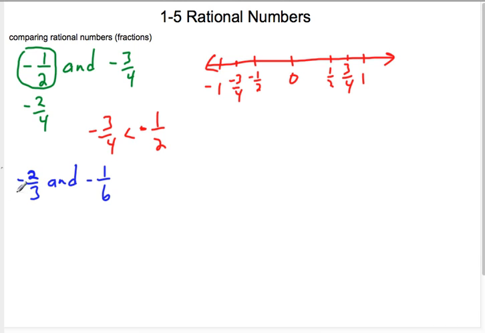Alright, let's go on to this next one down here. Again, you can put it on a number line, you can find a common denominator, you could do both. So negative 2/3, if we turn into sixths, is negative 4/6. So this is closer to negative 1, and this is closer to 0. So we know that negative 4/6 is going to be less than negative 1/6 because this is to the right on the number line.